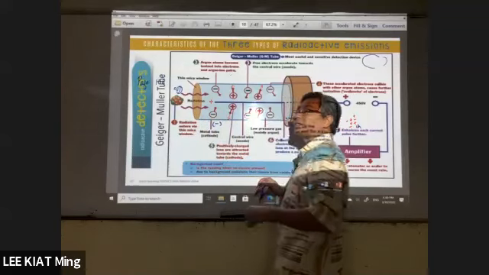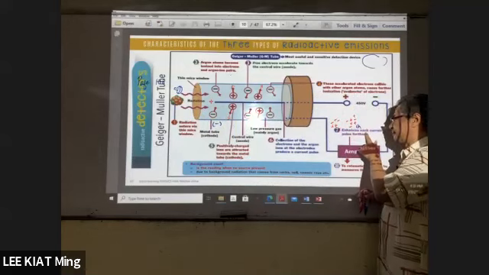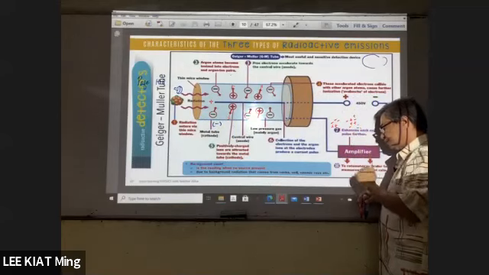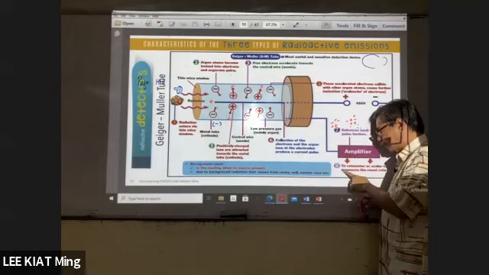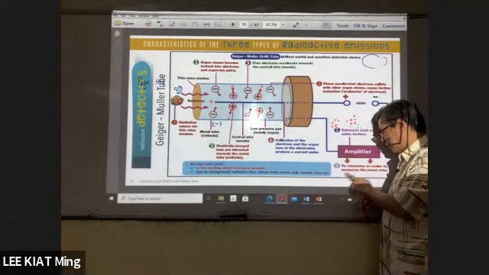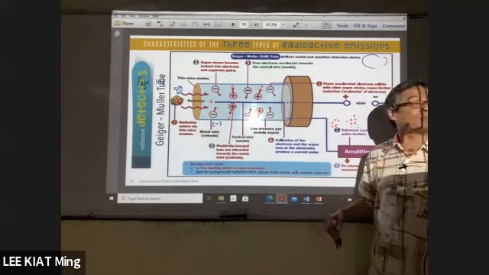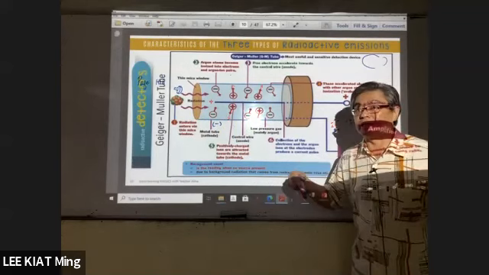All these will be counted and enhanced to produce a current pulse. Then it will be amplified and sent to the rate meter, which measures the count rate. That's how we get the count rate, let's say 50 counts per second, or 80 counts per second. The higher the count rate, the stronger the source.